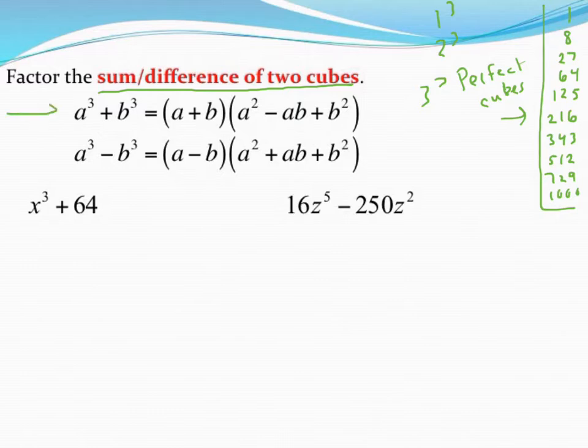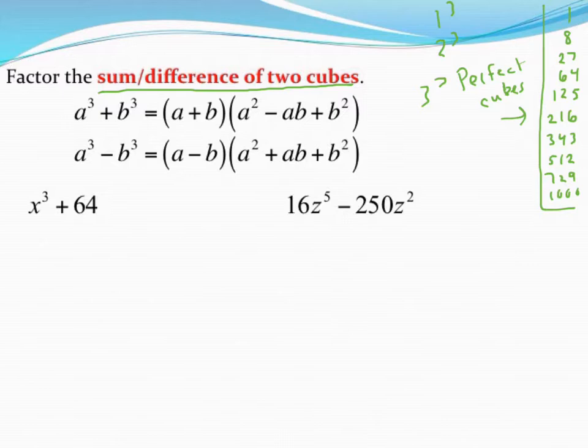Now, I've written out the two formulas up here. I don't really use those formulas. I just talk through the problem, so listen to how I'm doing this problem. So x to the third plus 64 is the first thing we want to try to factor. Well, x to the third obviously is going to be a sign that we're doing perfect cubes because it's to the third power. And then check to see if 64 is in your list of perfect cubes, and it is.